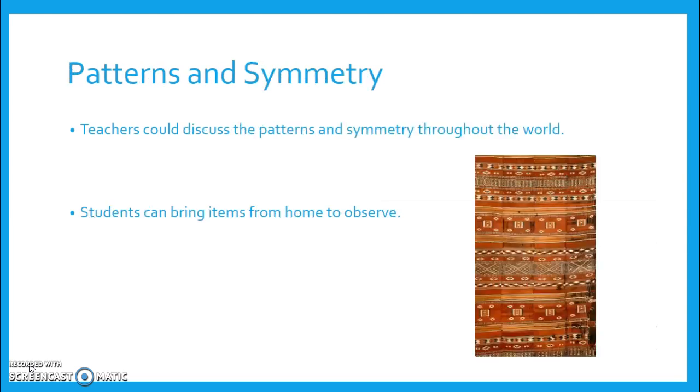The next example would be when discussing patterns and symmetry. Teachers could use patterns on clothing or items from around the world. Examples of this would be to look at items such as clothes, rugs, or any decorations from African tribes. The students could also be asked to bring in items that the whole class could observe. This activity would allow students to see the different clothes worn throughout the world, and would also give them a chance to show off some of their own cultural items from their homes.